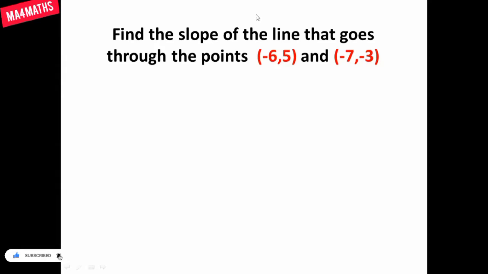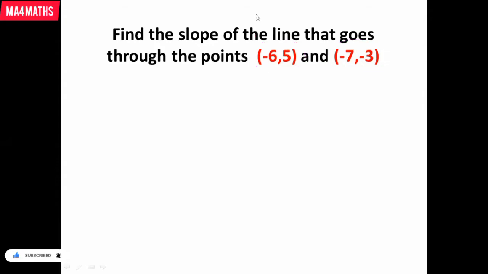In today's video we will learn how to find the slope of the line that goes through the points (-6, 5) and (-7, -3). After that, to find the slope we will use the point slope formula.